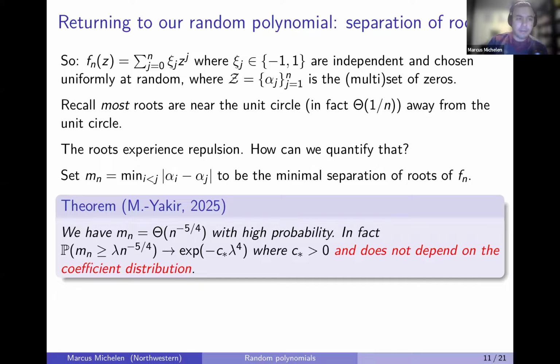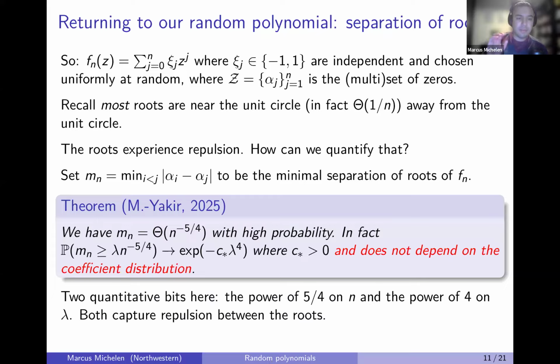So before I take questions, I want to note that there are a few things here to note, which is there's the 5/4, which we owe an explanation for, and there's also the power of 4. And actually, both of them are going to represent repulsion between roots in some way, and that's what I'm going to argue on the next slide. Before we understand what these numbers are meaning and how they're reflecting repulsion, I'll pause again and ask if there are any questions about this.